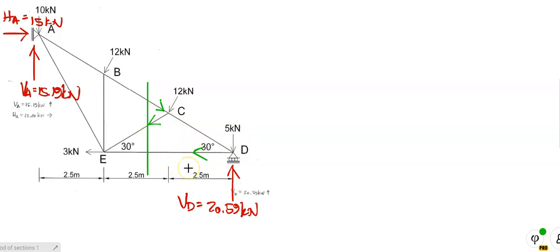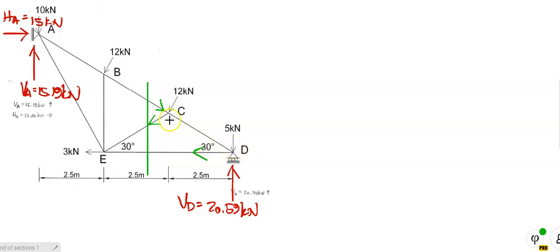Okay? If I take moments about any points on the truss and I only consider forces to the left side of that section, it's going to be the forces BC, EC, and ED, and the forces 12, 3, 10, HA, and 15. But because we're human and we're lazy by nature, I'm going to take moments about any points on the truss and consider forces to the right side of the section only. Okay?